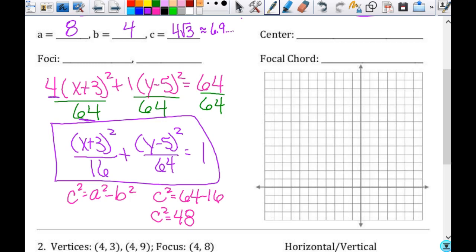Okay, so since I have all that, do I know my center? Yes, my center is what? -3, 5. Let's go ahead and plot some of that stuff. We've got -3, 1, 2, 3, 1, 2, 3, 4, 5. Okay, so there's my center point, right?